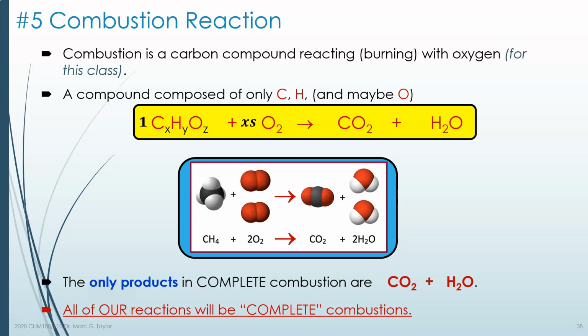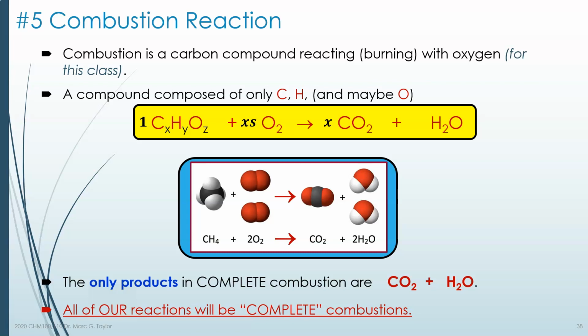So in this particular example, we start with one molecule of CXHYOZ and an excess of oxygen gas. And how many CO2s are you going to form, and how many waters are you going to form? Well, if you have X carbons in your first compound, and you have one molecule of that, well, you'll make X CO2s, the same number of carbons that you started with. Every one of those carbons can make a CO2.